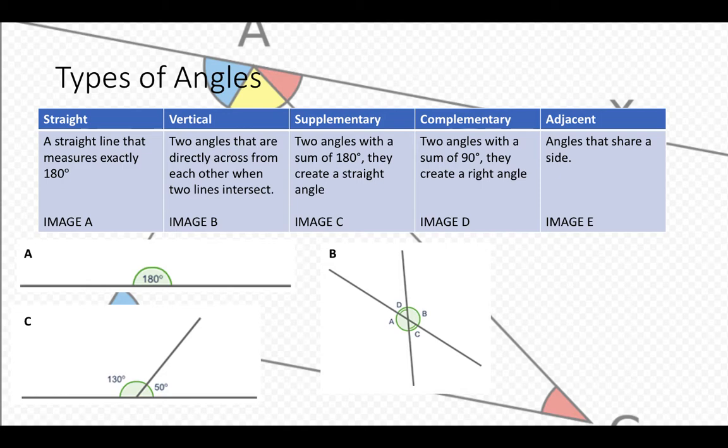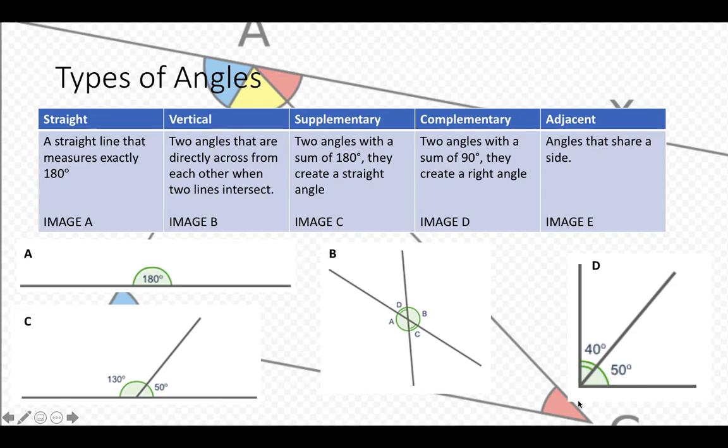Complementary. 2 angles with a sum of 90 degrees. They create a right angle. So here we have 50 and 40. They create 90 degrees, which means that this is complementary. These 2 angles are complementary to each other.